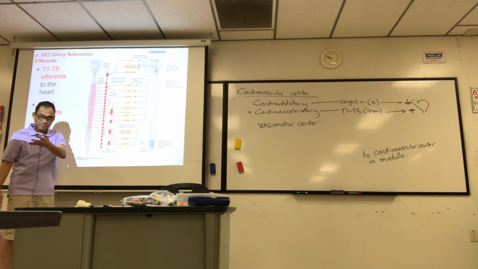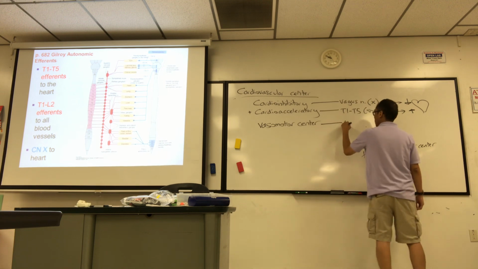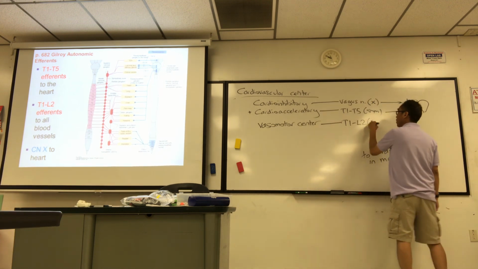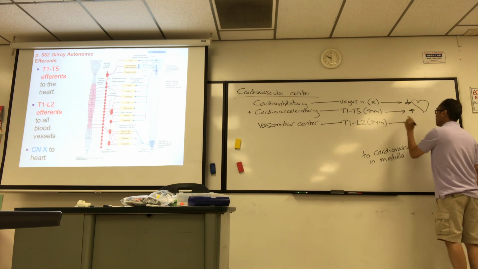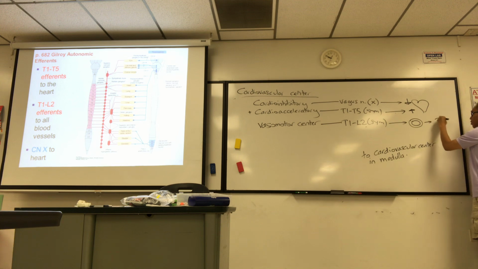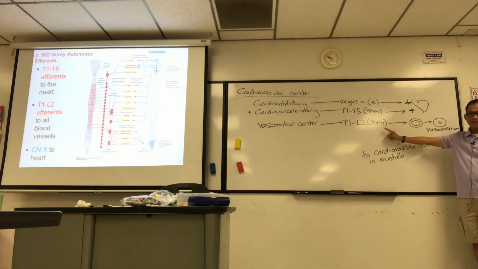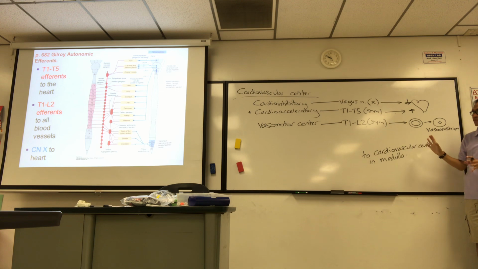Okay. Blood vessels from the vasomotor center have sympathetic efferents. T1 to L2, they're all sympathetic. The effect on the blood vessel is to go from a more dilated state to a more constricted state. So we call this vasoconstriction. That's very effective in the arterioles for increasing the blood pressure. If you want to vasodilate, you have to inhibit the vasomotor center. Okay? So blood vessels do not have dual innervation.